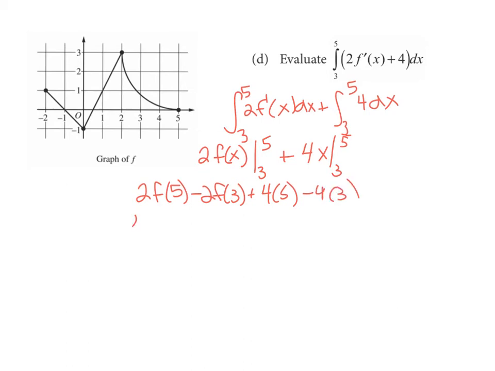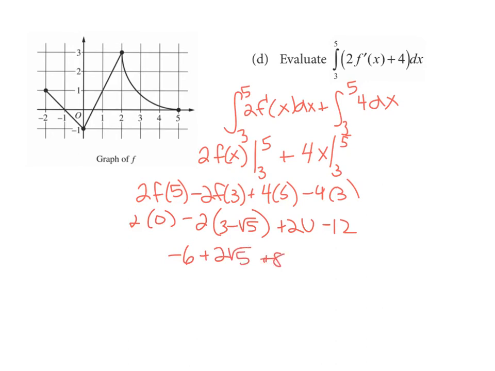So you can look at the graph and notice that f of 5 is equal to 0. They actually told us that the point 3, minus radical 5 is on the graph, so I'm going to just plug that in for f of 3. And then I get plus 20 times minus 12. So I end up getting negative 6 plus 2 radical 5 plus 8, which gives me 2 plus 2 radical 5, and that's actually my answer for that problem.